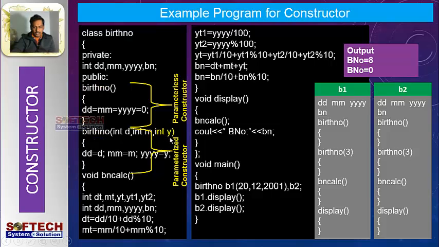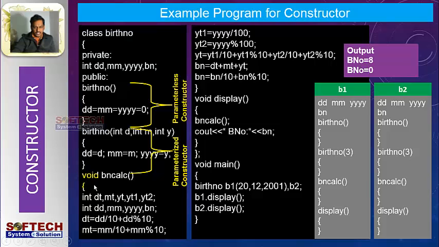The second one is the parameterized or argumented constructor. Birth number, integer d, integer m, integer y. So this is a parameterized constructor. In the zero argument constructor, 0 is assigned to dd, mm, yy. In birth number, it gets 3 values, and those values are assigned to the respective data members. That is, d to dd, m to mm, y to yy.